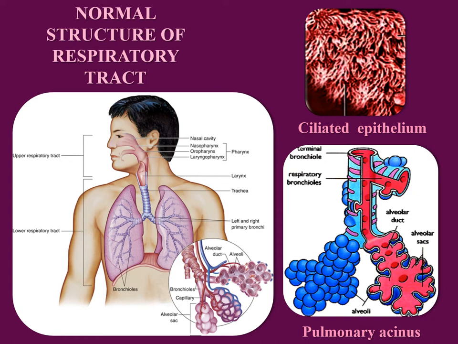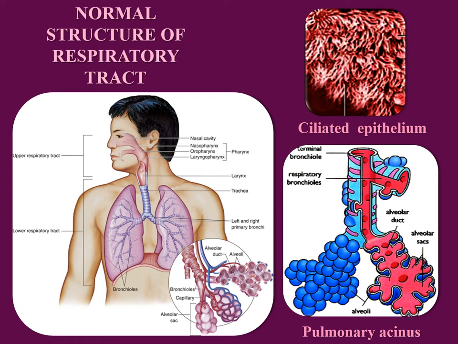The respiratory tract can also be divided into a conducting zone and a respiratory zone. The respiratory zone includes the respiratory bronchioles, alveolar ducts, and alveoli, and is the site of oxygen and carbon dioxide exchange. The lungs are the largest organs in the lower respiratory tract.